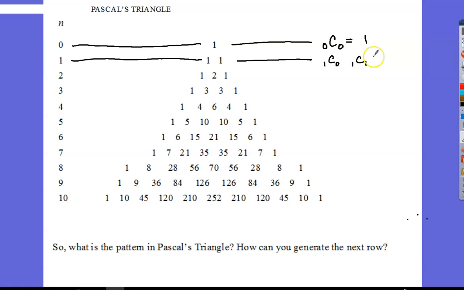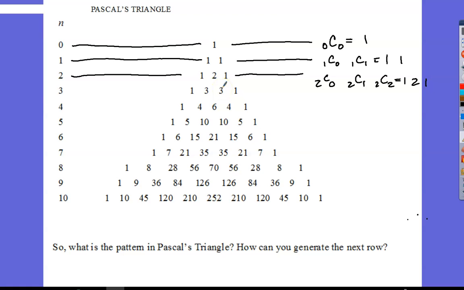And guess what I get when I look at those two? 1. There's one way to take nobody, and there's one way to take the 1 element. So I get 1, 1. How about for 2? If you have 2 elements, you can either take nobody, you could take 1, or you could take 2. And guess what you get? 1, 2, 1. So what are you noticing? If you look at the different combinations, you get these values on Pascal's triangle.